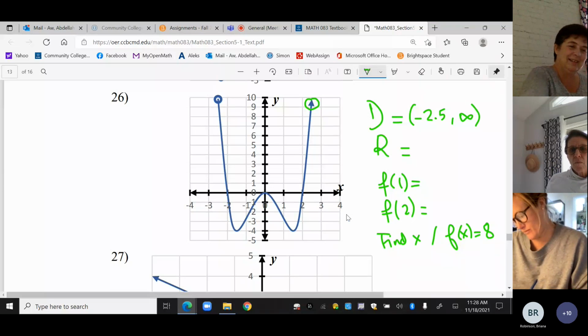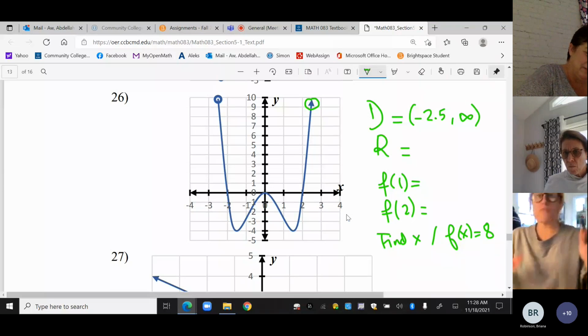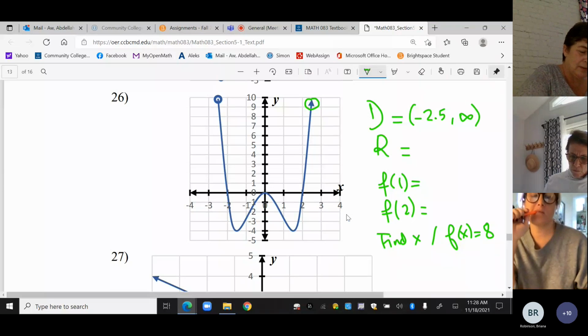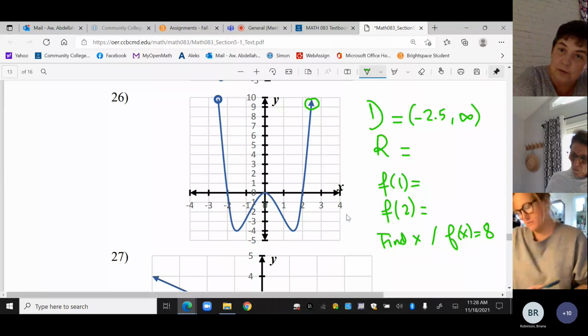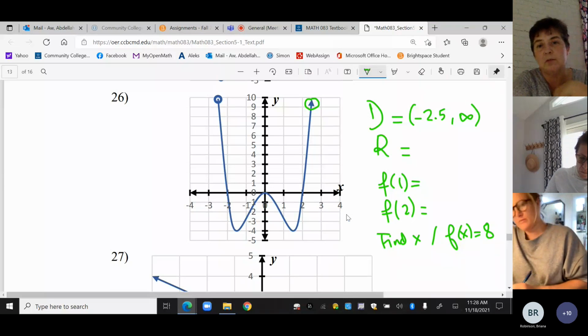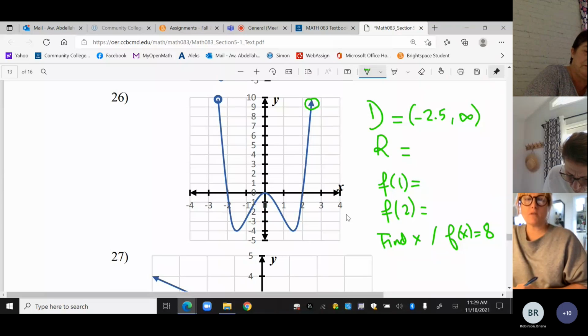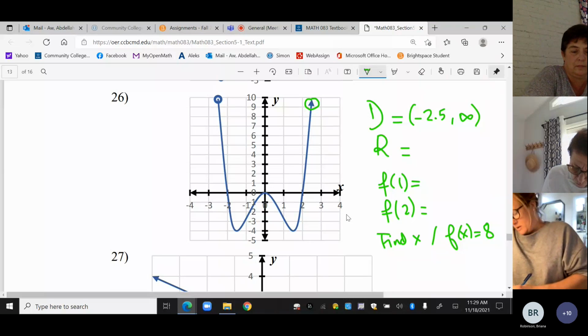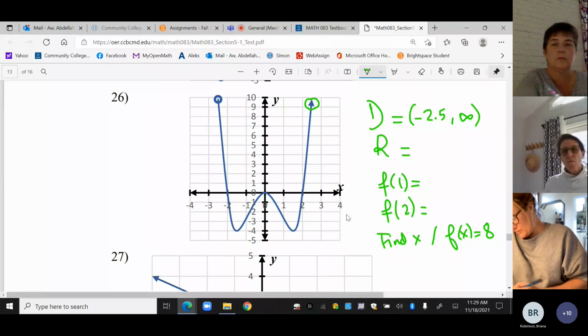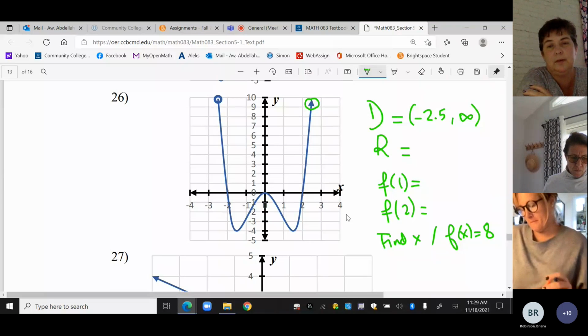Every time you have arrows, it's going to involve some type of infinity, either in the domain or in the range. So if the arrow was on the other side, would it be a negative infinity sign? Exactly, you got it. And after infinity or before infinity, we always put parentheses. We never put a bracket after infinity or before infinity.